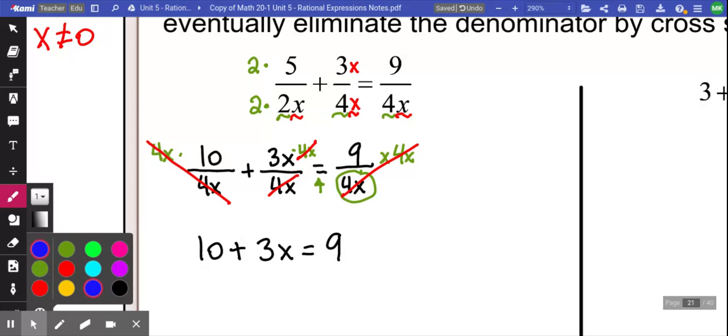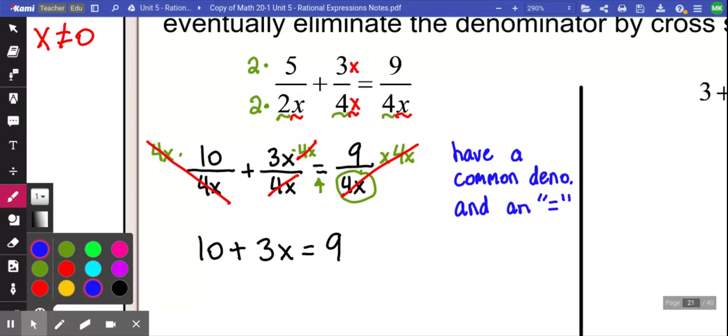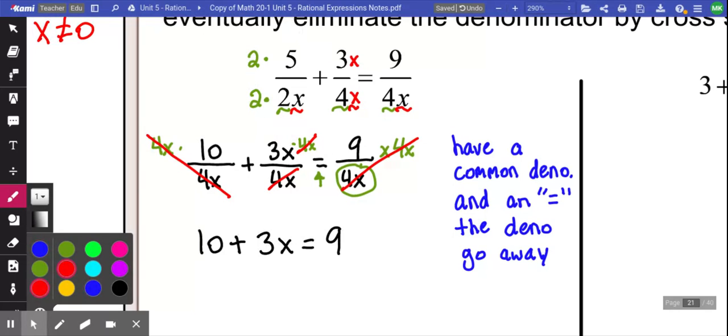And that rule is, if you have a common denominator and an equal sign, the denominators go away. So every time you get a common denominator and you have an equal sign, boom, cancel out the entire bottom of the question and just work with the top. To solve the top, this is a linear equation.